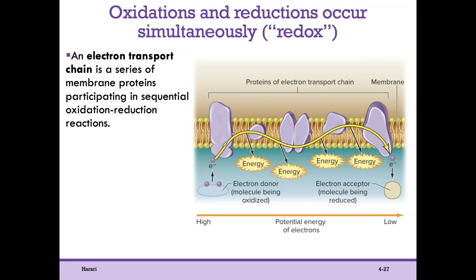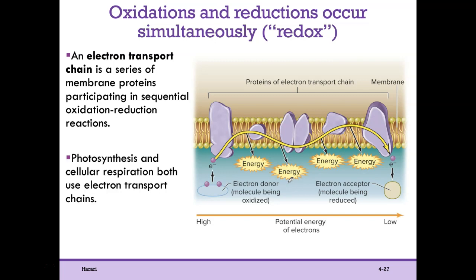Then it will do the same. This will lose the electron, this will gain. This will lose, this will gain. Every single time an electron gets passed, some energy is being released. And the cell can use that energy in other reactions. So keep that in mind, because that becomes very important when we talk about photosynthesis and cellular respiration. So we can pass electrons from one protein to the next, and we can use some of the energy that will be released as we pass these electrons.